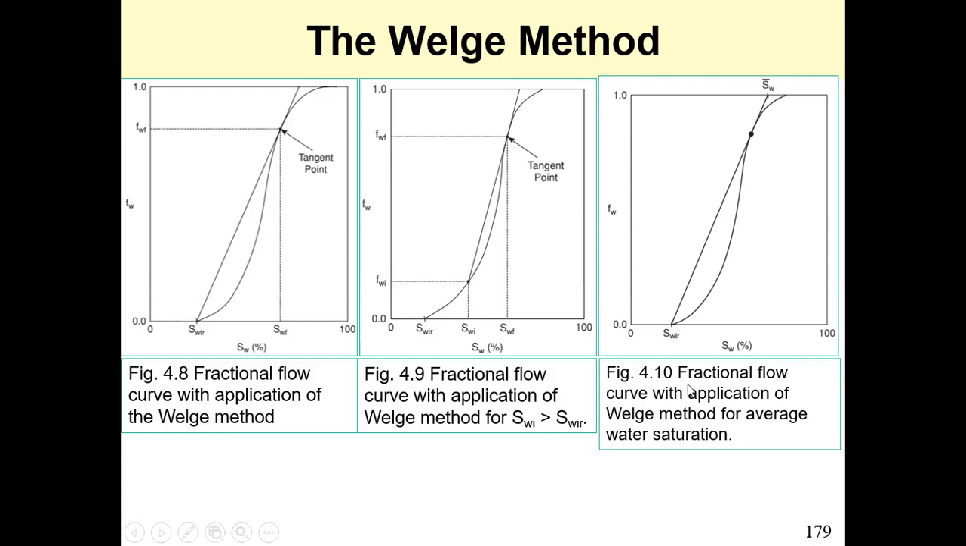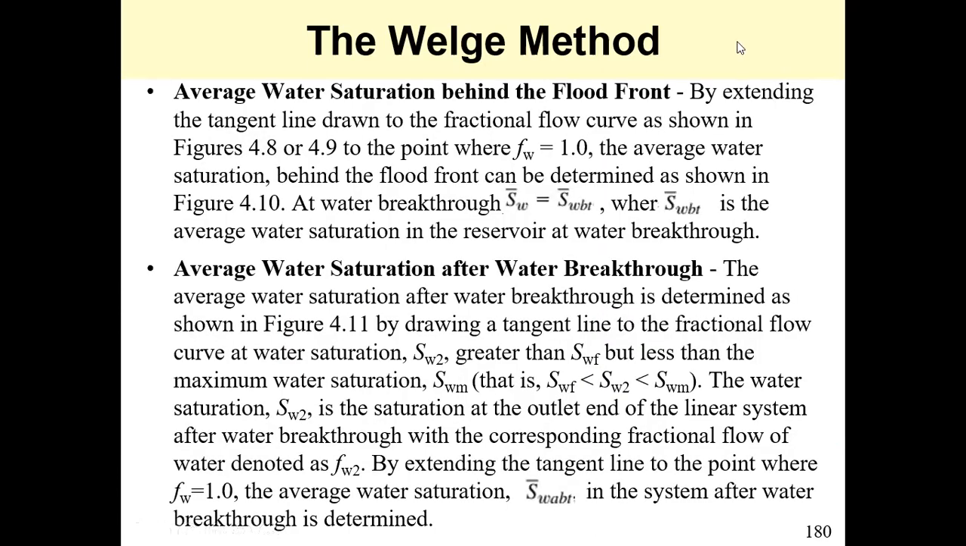Now, what you have in figure 4.10 brings in something else. Extending this tangent all the way to fractional flow equal to one gives you the average saturation. So let's go over it again. At the tangent, we have the shock front saturation, but at fw equal to one, we have the average water saturation. I've explained average saturation.